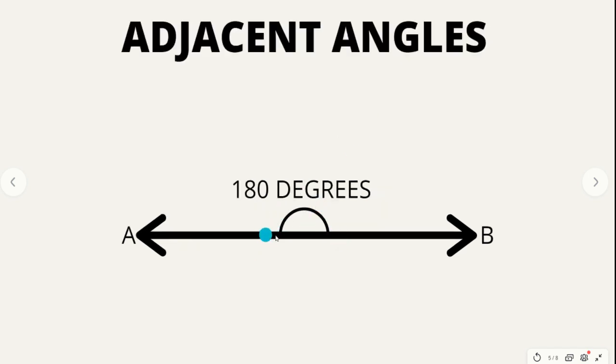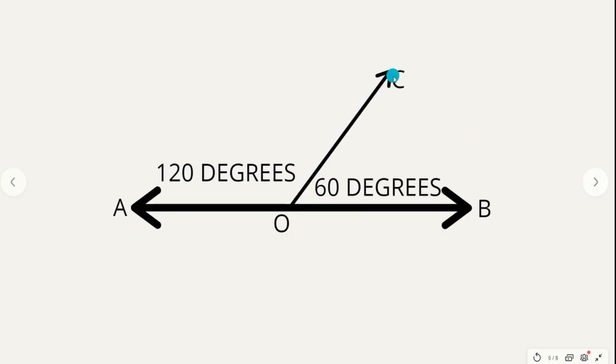There is the angle 180. This line is dividing them and you get two different angles. It is dividing the 180 into two parts. So if you add those two parts again, it will result in 180 degrees again. So by this we can say that the sum of adjacent angles is 180 degrees.